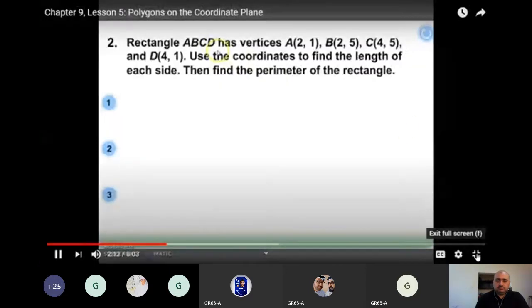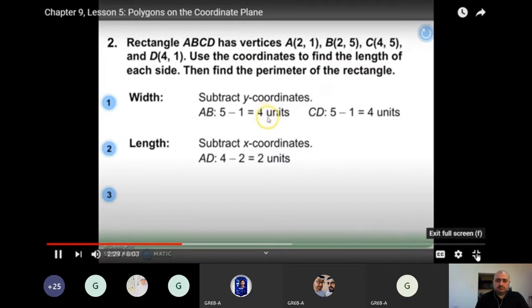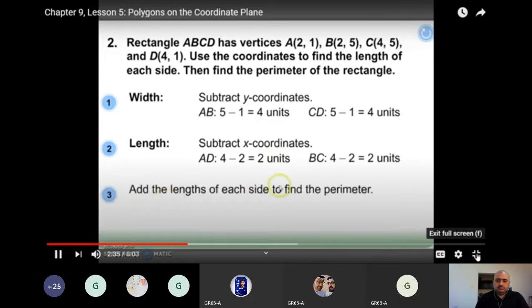Similar problem here. We have a rectangle using ABCD. The following vertices are listed. We're going to find each side length, and then we're going to find the perimeter of the rectangle. So we figure out the y coordinates have a value of 4 when you subtract them. The x coordinates have a value of 2 when you subtract them. And you should get the same thing. Perimeter is going to be 12 units.